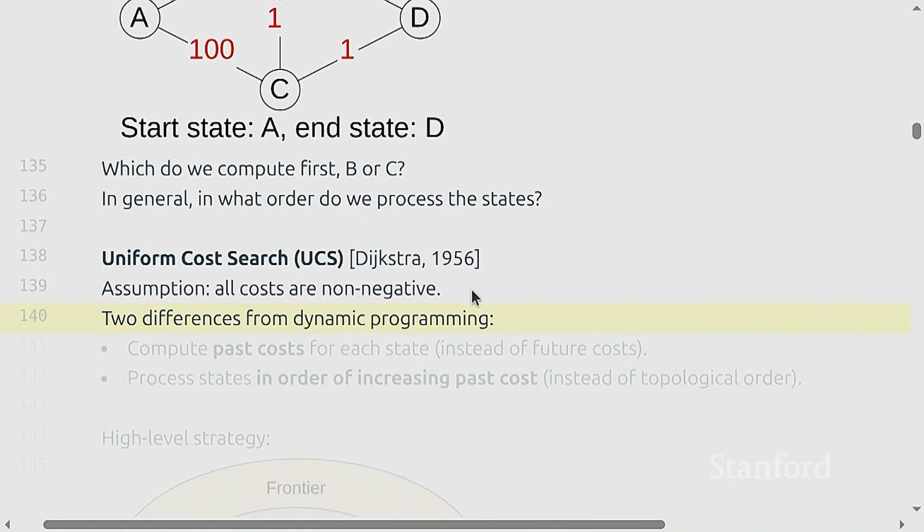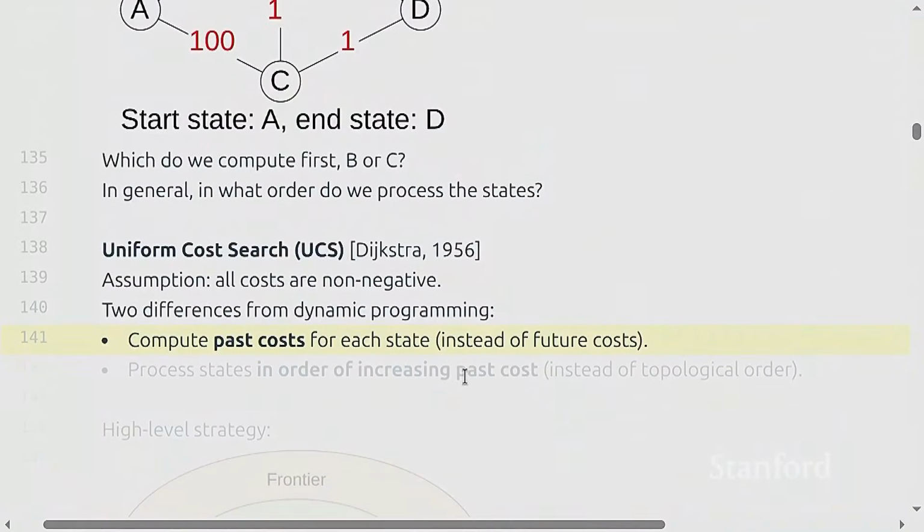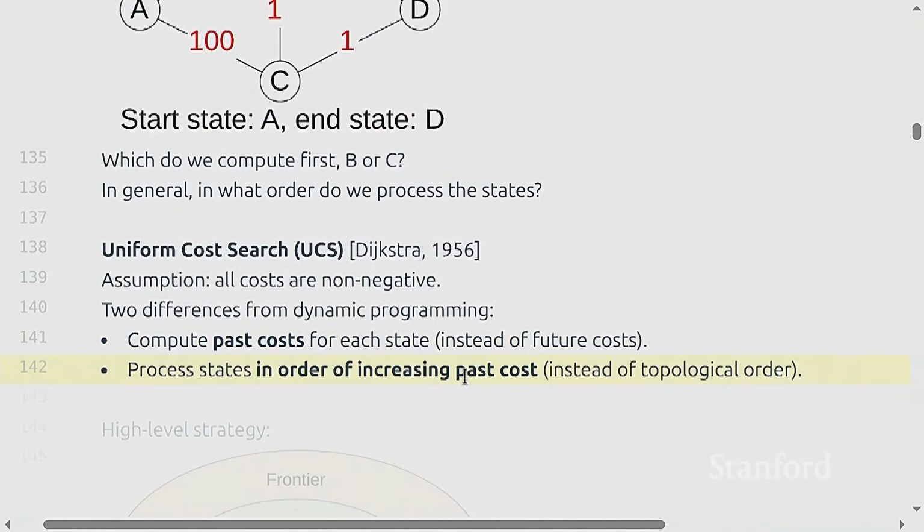So there's 2 differences between dynamic programming, which we've seen, and UCS, which we're going to introduce. The first is that instead of computing future costs, we're going to compute past costs. So remember, the past cost of a state is the minimum cost way to go from the start to that state. Okay? And here's the key insight, we're going to process the states in order of increasing past cost. Instead of using the graph structure to give us a topological ordering, we're going to just go in increasing past cost.